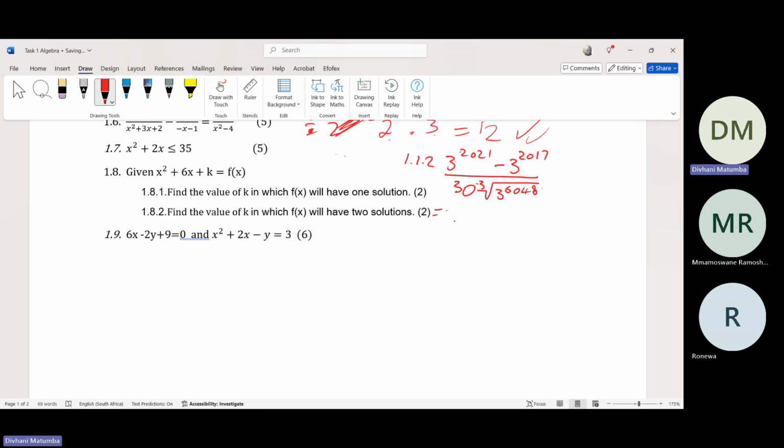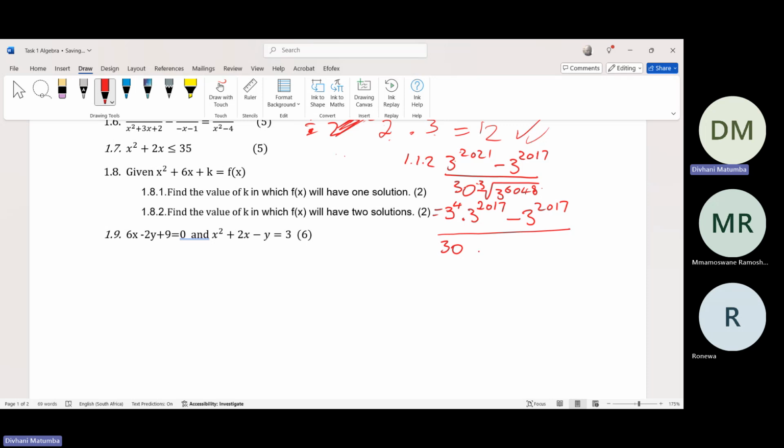Okay, the common factor will be 3 to the power of 2017. If you take 2021 minus 2017, you will get 4 times 3 to the power of 2017 minus 3 to the power of 2017. We have something common. You are actually right.